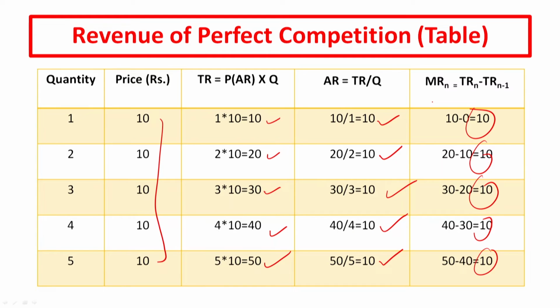So as we have discussed initially, here the AR is equal to MR is equal to price. All the points of AR are at 10, MR is at 10, and price is constant at 10.